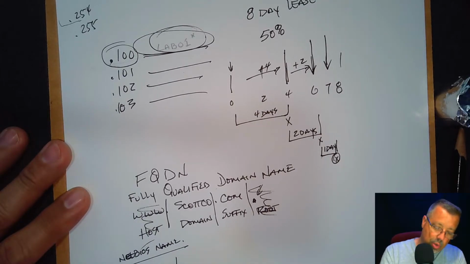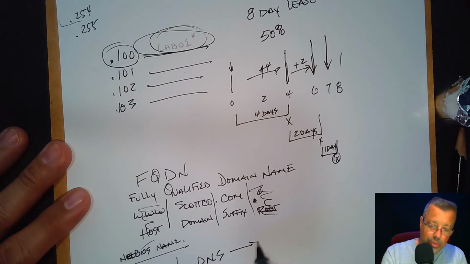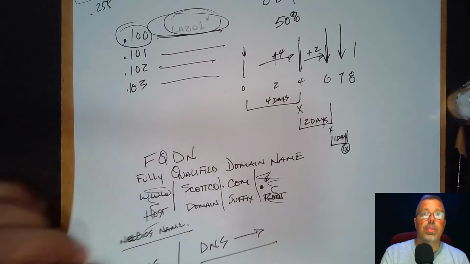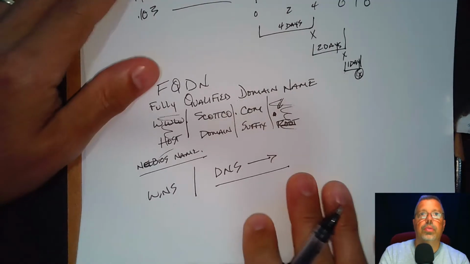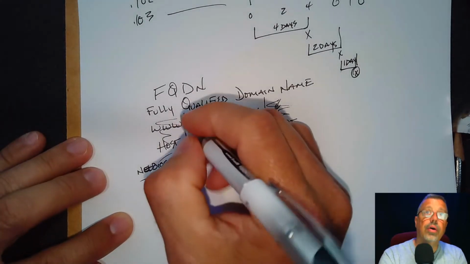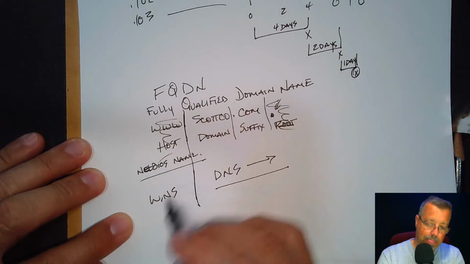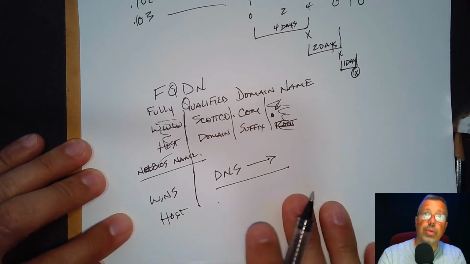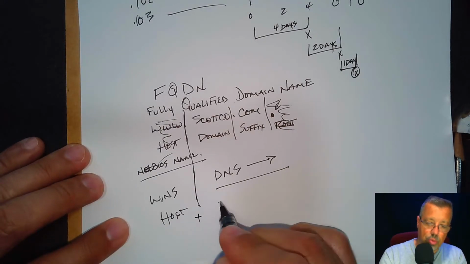So what used to happen was WINS, Windows Internet Name Service, would take care of this, and DNS would take care of the rest. Sorry. WINS would take care of the host name, and DNS would take care of the rest of the domain name. So it was a two-parter.